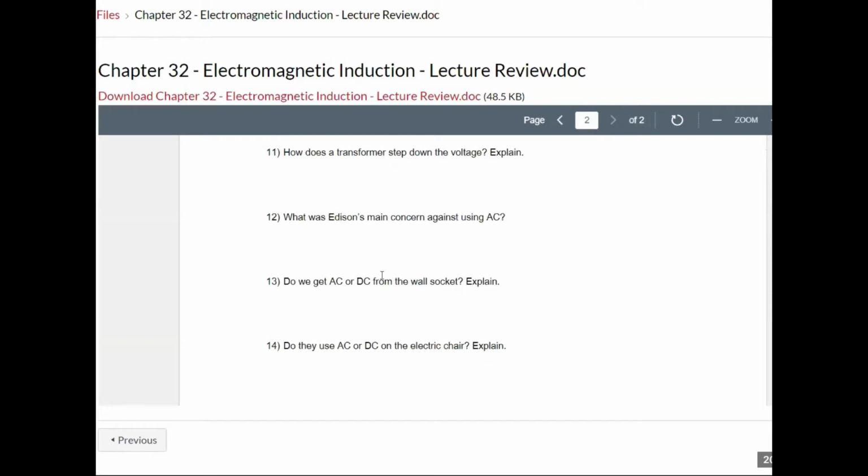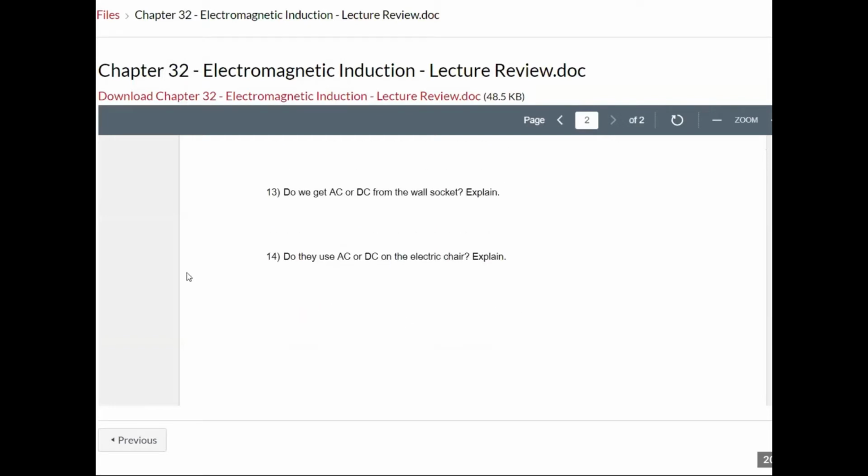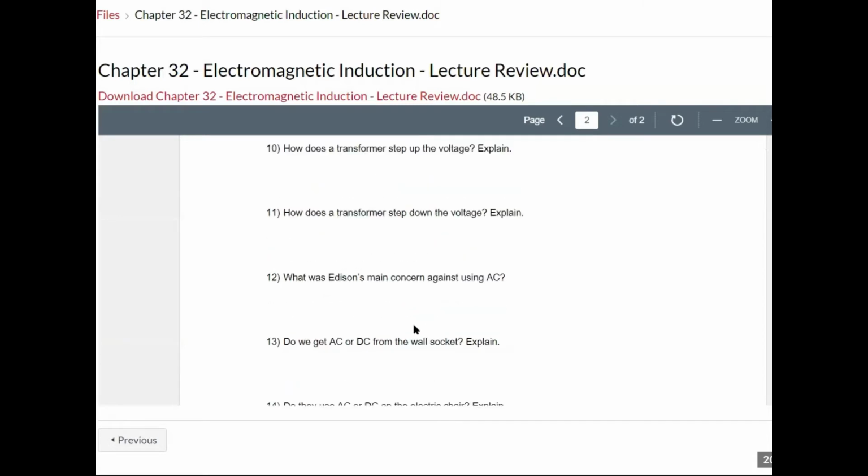So what was Edison's concern against using AC? Did we get AC or DC from a wall socket? All right, so which one did they use, AC or DC, on the electric chair? All right, just jump in if you want to answer any one of them.